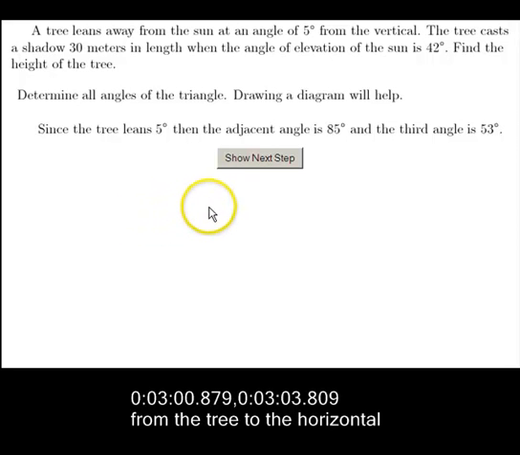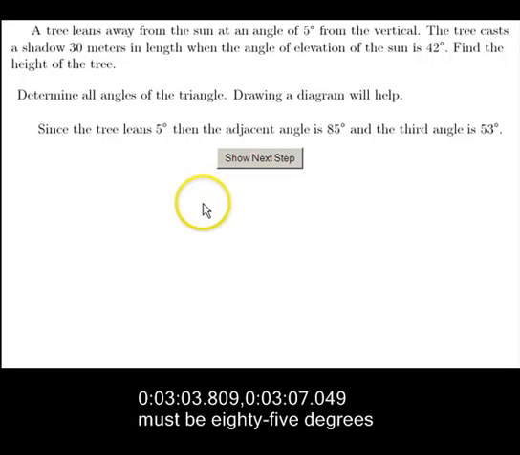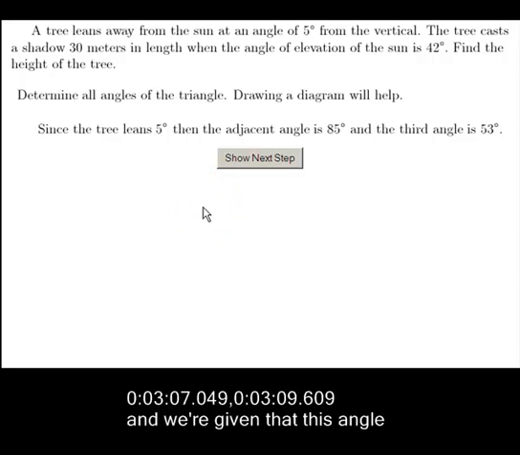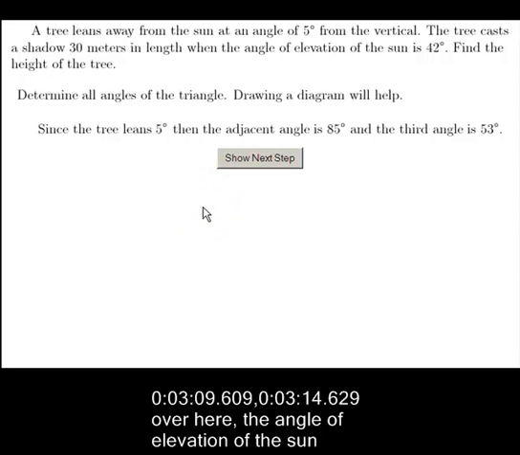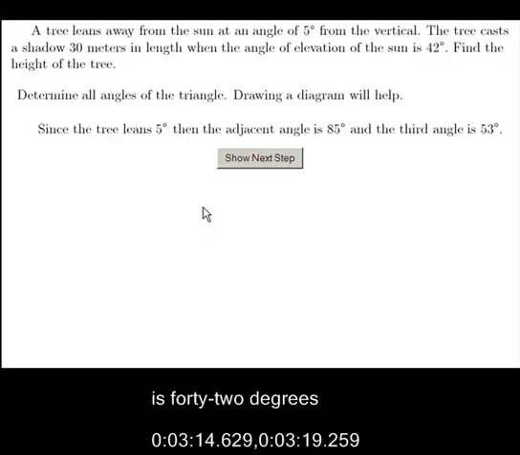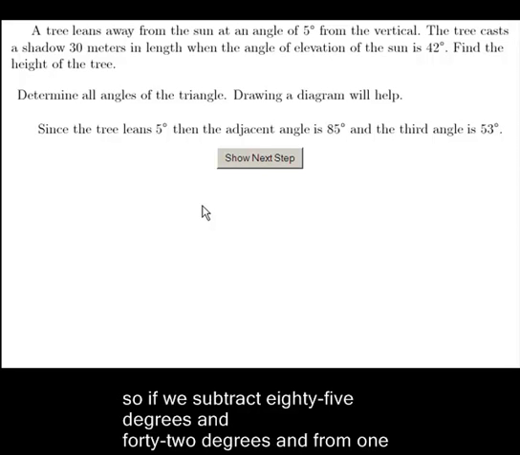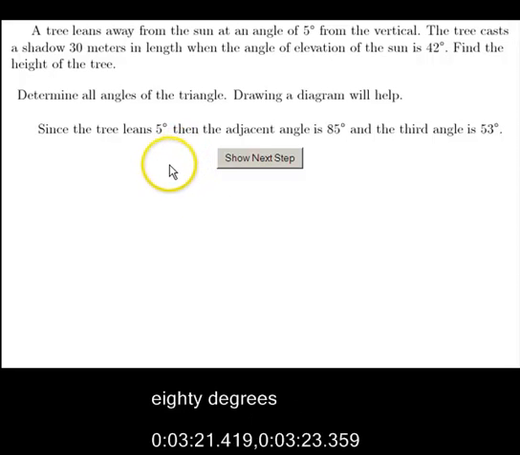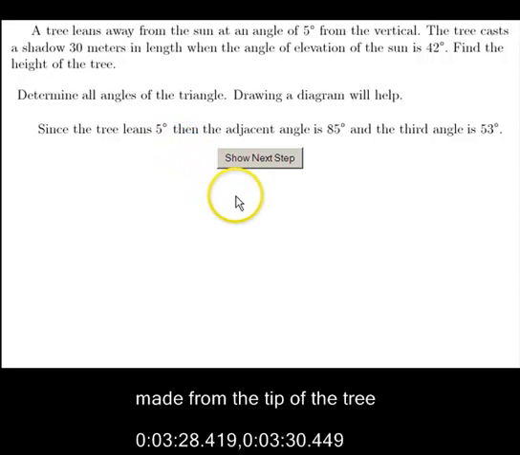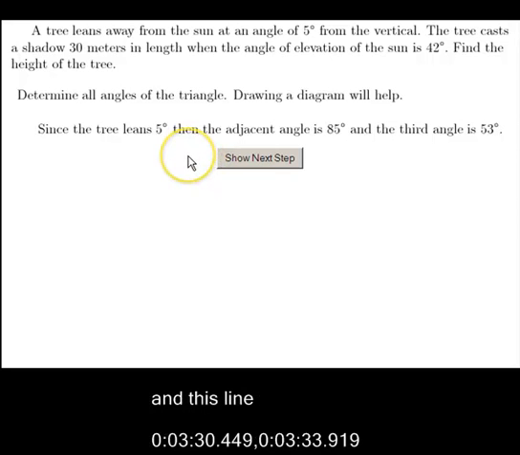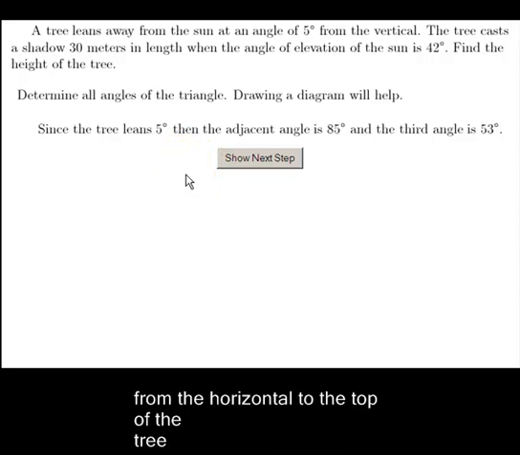And we're given that this angle over here, the angle of elevation of the sun, is 42 degrees. So if we subtract 85 degrees and 42 degrees from 180 degrees, we can find this angle of our triangle made from the tip of the tree and this line from the horizontal to the tip of the tree. We find that angle to be 53 degrees.